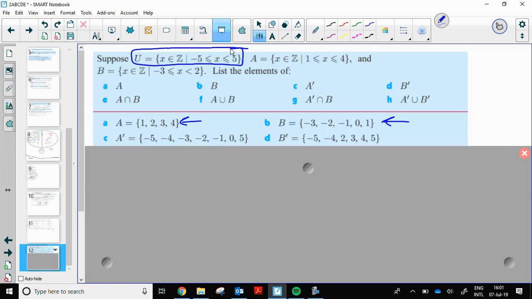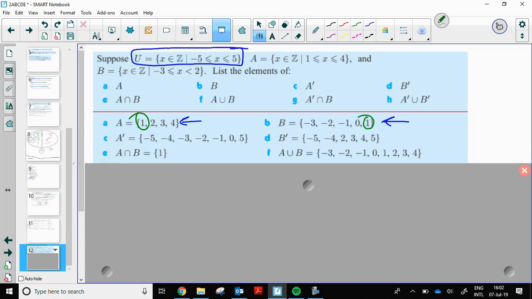Letter E is going to be the intersection of A and B. So what numbers do we see showing up in both of these? Really just the number 1. That's the only thing that's going to be in the intersection. Whereas the union, which will be letter F, that's going to be all the numbers put together. So that's going to be from -3 all the way up to +4. And again, we do not repeat the number 1. It only shows up there once.